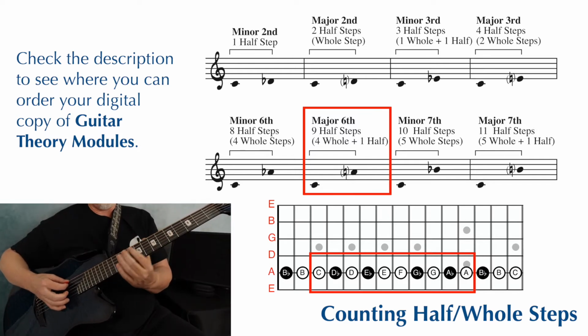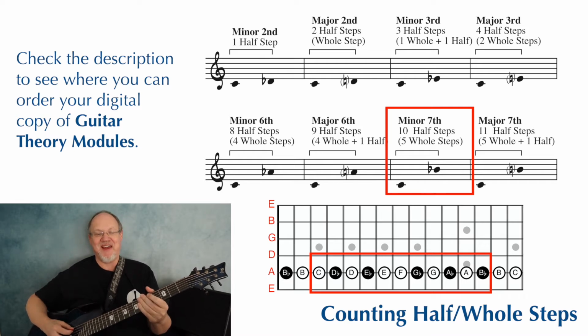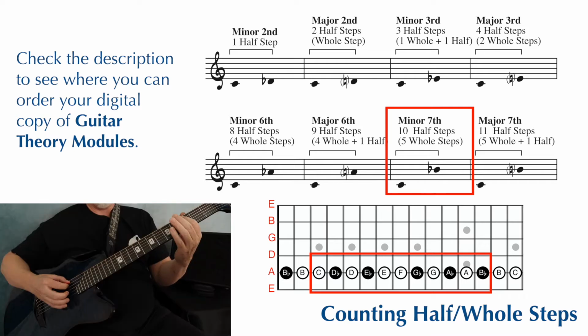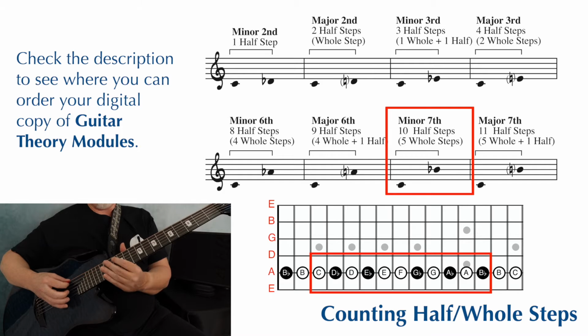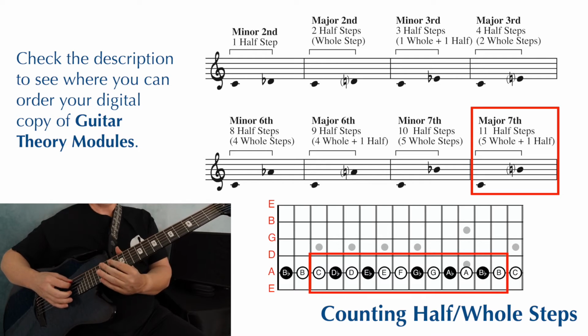1, 2, 3, 4 whole steps and a half step. C to B flat is a minor seventh, and that's 10 half steps or 5 whole steps. So C, and then 1, 2, 3, 4, 5. That takes you up to B flat on the 13th fret. And then a major seventh is 11 half steps or 5 whole steps and 1/2 step. 1, 2, 3, 4, 5, and then a half step.